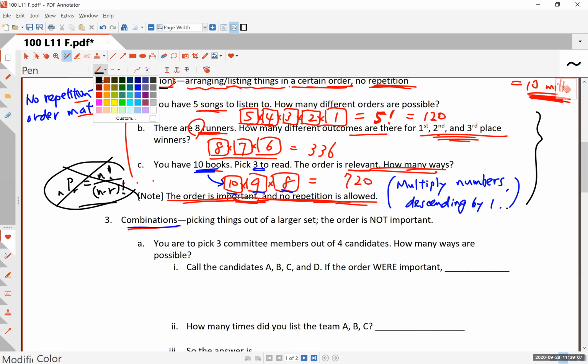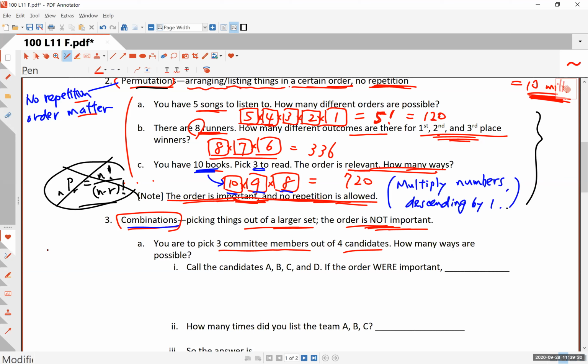This is the trickiest of the three types of problems in counting, right? So here, the combination is a situation where you're picking things out of a larger set like before, but this time the order is not important, okay? So there are situations where the order doesn't really matter. For instance, you are to pick 3 committee members out of 4 candidates. So you have 4 people, let's call them A, B, C, D, right? So you have Alice and Bob and Charlie and D, okay? These 4 people are interested in becoming committee members, but you can only choose 3. So how many?